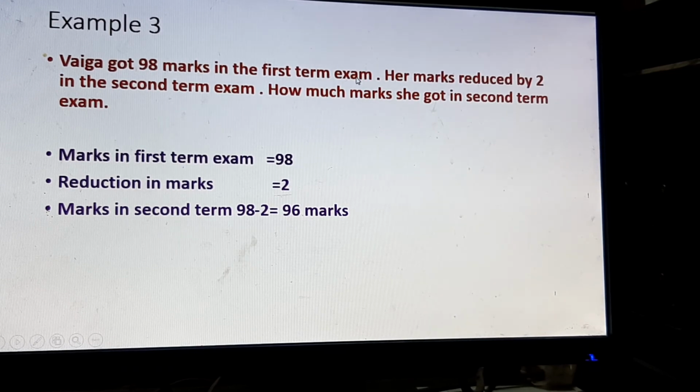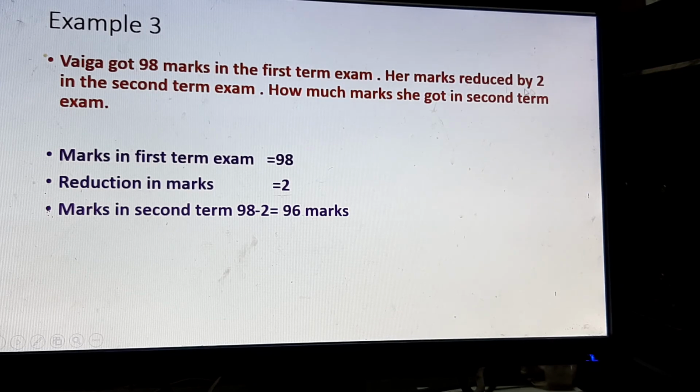Vaiga got 98 marks in the first term exam. Her marks reduced by 2 in the second term exam. So first term she got 98, and then in the second term 1 or 2 answers went wrong. So her marks reduced by 2. So always remember, when you say by 2 it means 2 less. But if the question said her marks reduced to 2, it means now her marks is 2 out of 100. So whenever a question is given, you understand whether it is by 2 or reduced to 2. Or reduced to 4 or reduced to 10, so the marks will be 10.